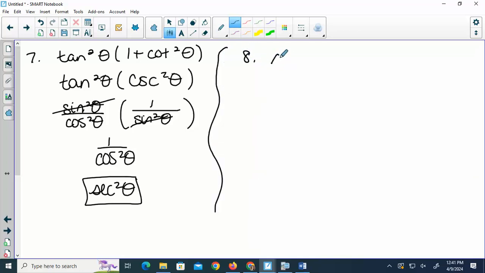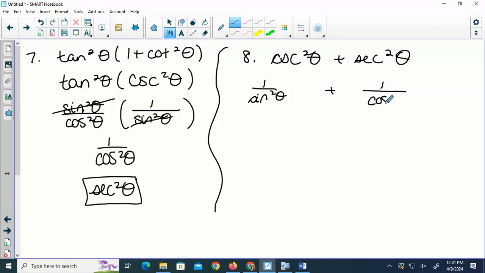Number 8. Any obvious identity here? No. So what can we change cosecant to? 1 over sine. And secant? 1 over cosine. In order to add fractions, what do they have to have? Common denominator. So we're going to take this one times cosine squared on top and bottom. And this one gets sine squared.